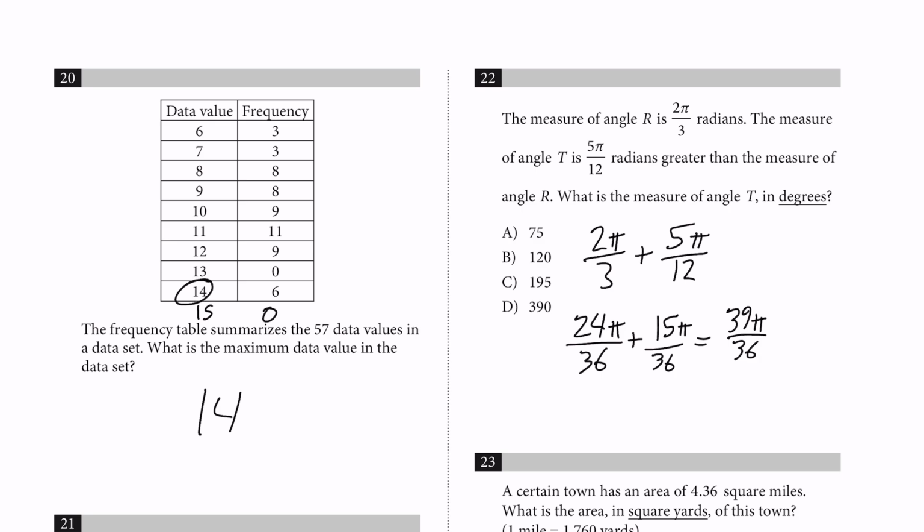Now, to convert from radians to degrees, we're just going to multiply by 180 over pi. You could do this in a number of steps. You could multiply by 360 and then divide by 2 pi if that's more intuitive, but this is the way I'm going to do it. The pi's are going to cancel. We can also cancel here because 36 goes into 180 5 times. So now we're left with the measure of angle T is 39 times 5. We can do that here. We get 5, carry the 4, 9, 1. That's going to be answer choice C, 195 degrees.